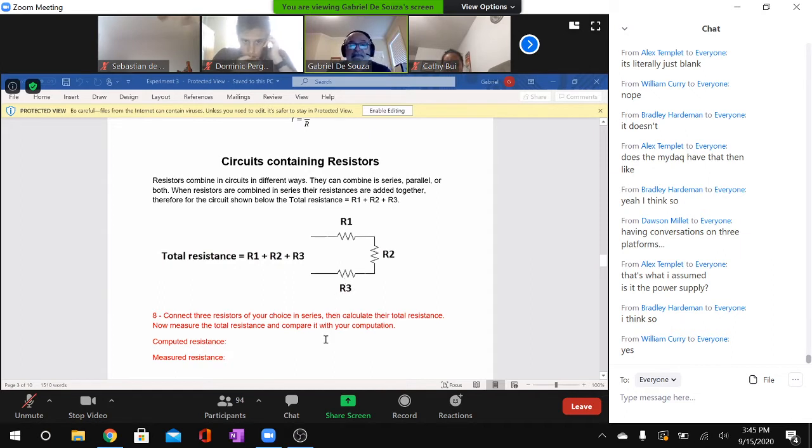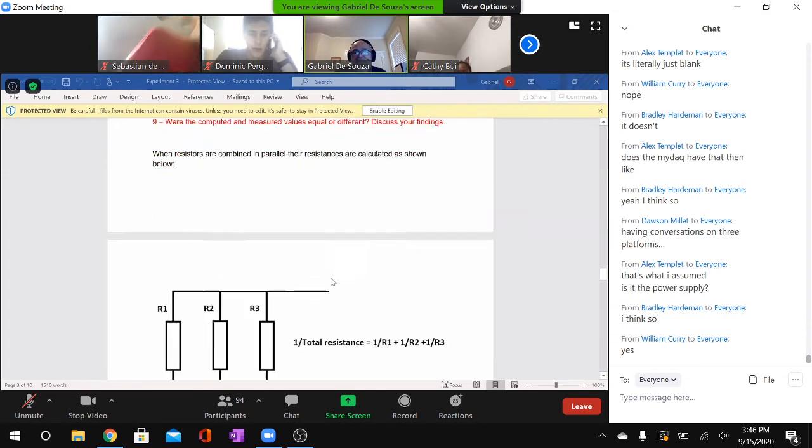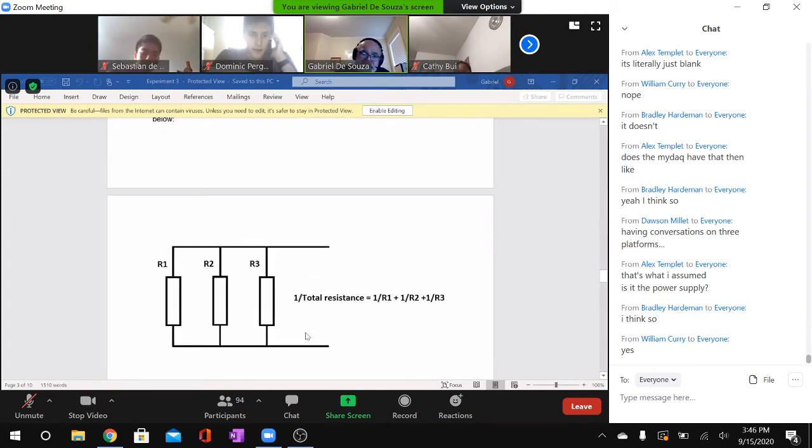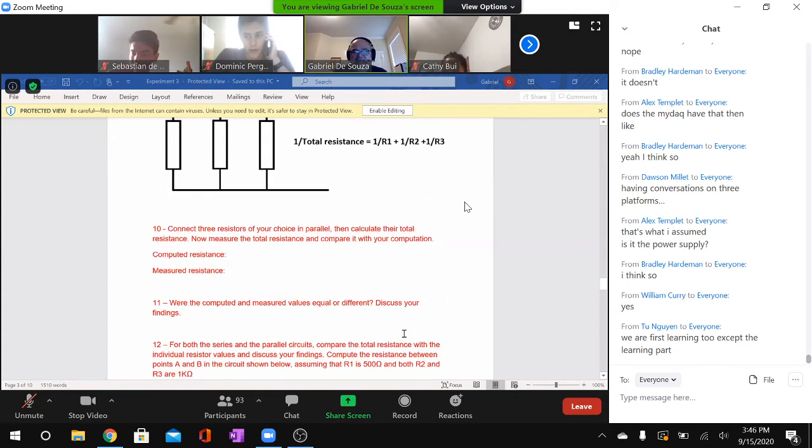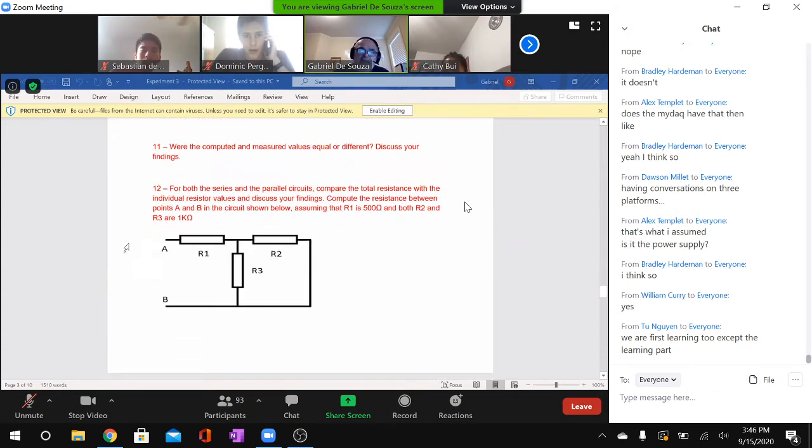These are circuits containing resistors. We already talked about that last week. These are circuits containing parallel resistors. We also talked about that last week. This is the total resistance: 1 over the total resistance is equal to the sum of the inverses of the resistances. In here would be circuits where you're looking at mixed circuits.